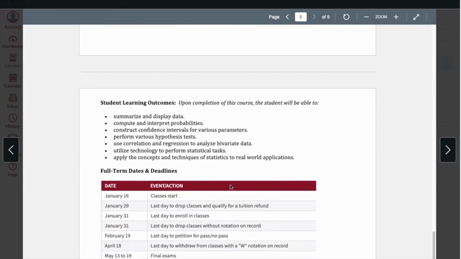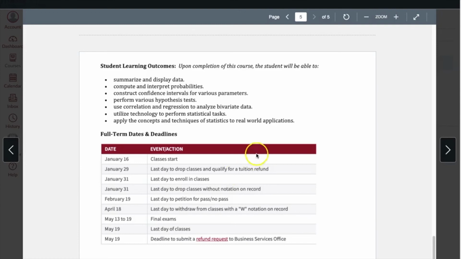Okay, here are our student learning outcomes. These are some of the outcomes identified by the department that we'd like you to get better at, achieve, and show success that you can do it. And there they are right there.